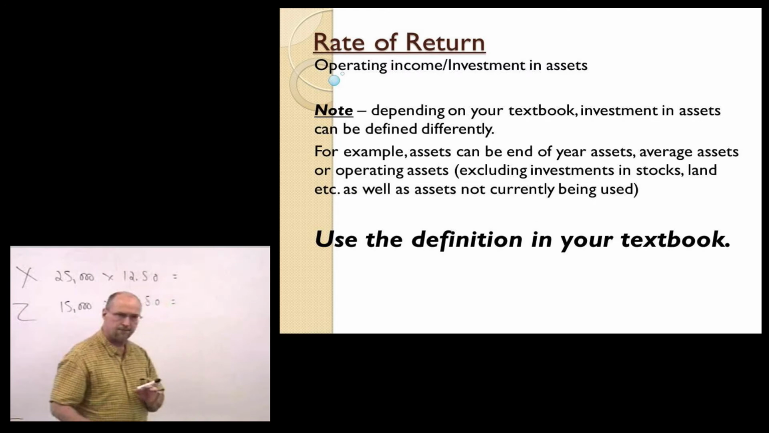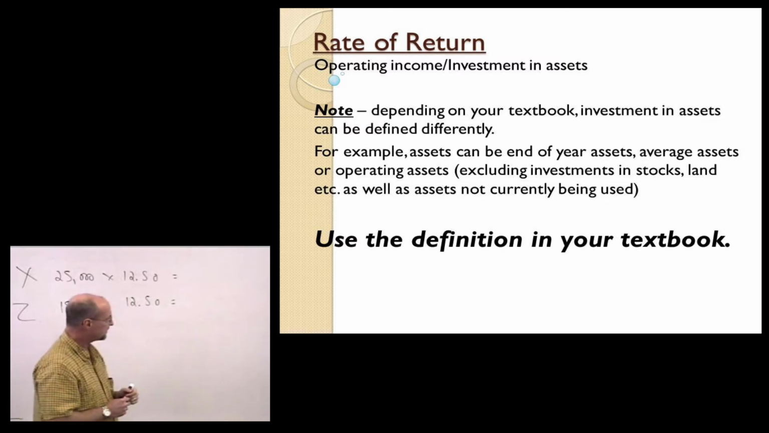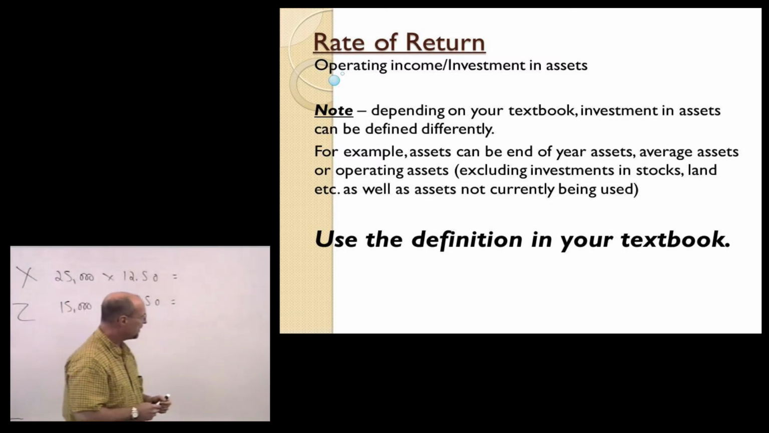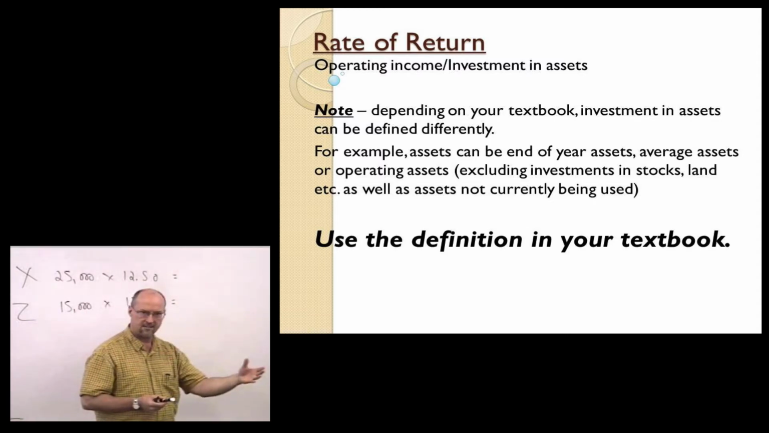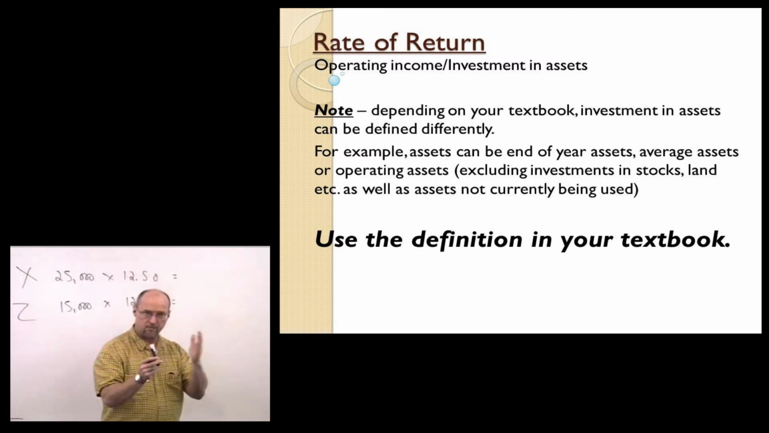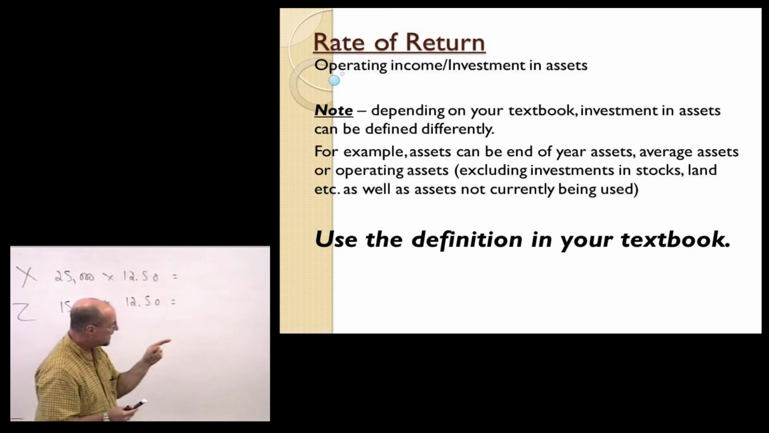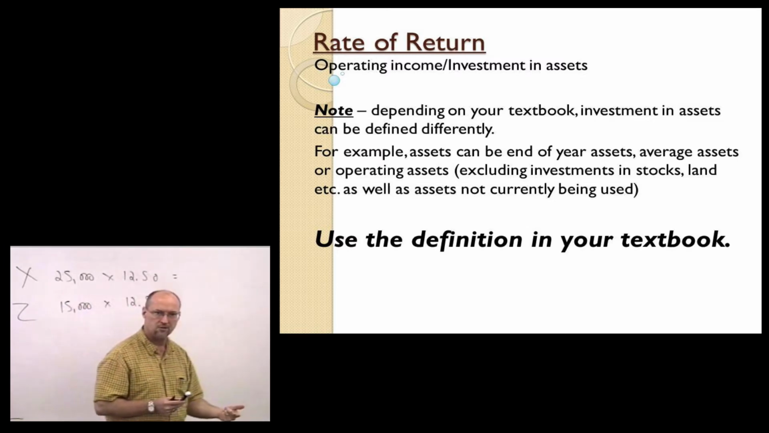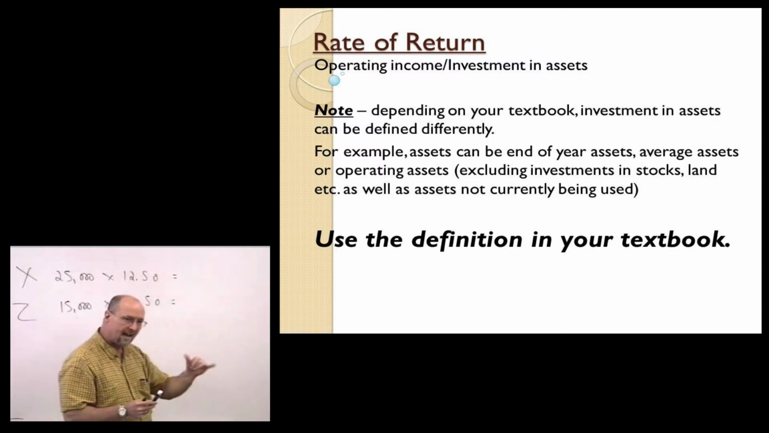Rate of return, and it's a formula, so you want to know this formula: operating income divided by investment in assets. Now I want to read this note here and make a comment. Depending on your textbook, investment in assets can be defined differently. Okay, so investment in assets or invested assets, it could be end-of-year assets. It could be average assets, which is beginning January 1st plus December 31st ending, divided by 2. Notice it might be total operating assets, which excludes investments in land held for speculative purposes or equipment that's still on the books that is not currently being used. So that formula can differ.